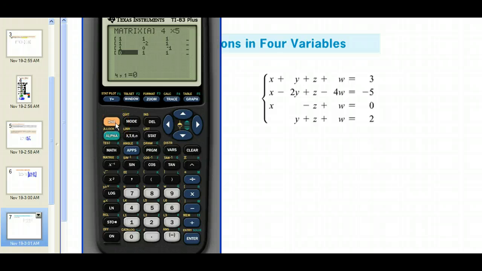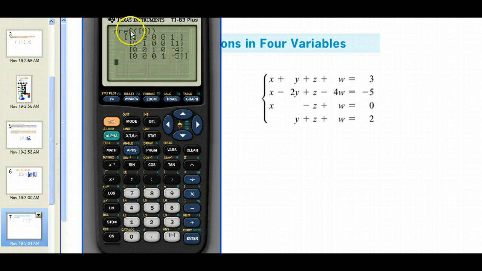Always hit second mode to back out before you go in and do your RREF, and then come back in. Second matrix, go over to math. Come down, you're looking for RREF, enter. Second matrix, come to the name. Again, we went in the matrix menu, we went edit to put the 4x5 and put all the numbers in. We went to math, called RREF, and then we went to name to put in the A. So you use all 3 of those menus at the top.